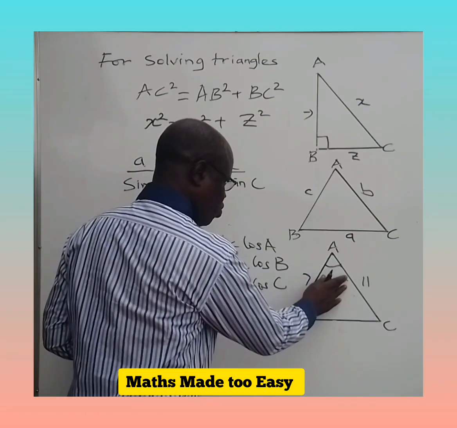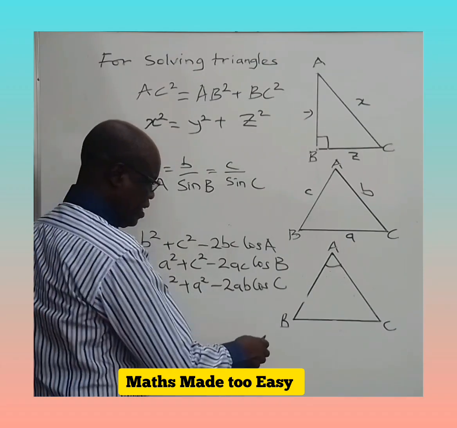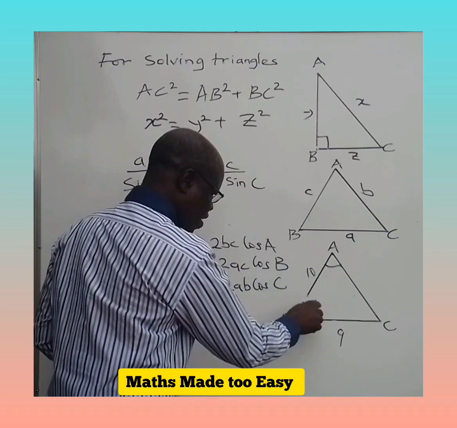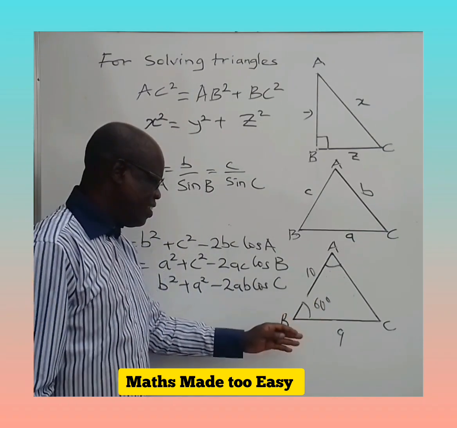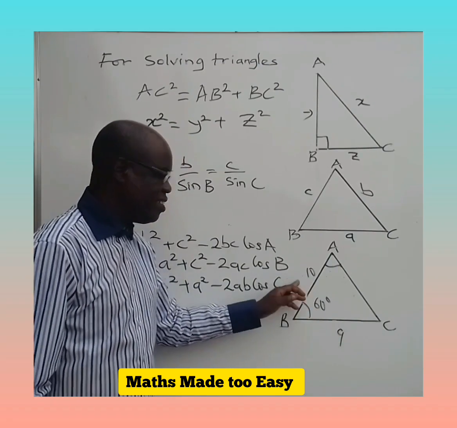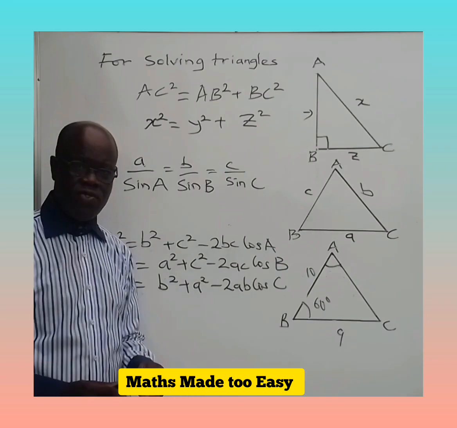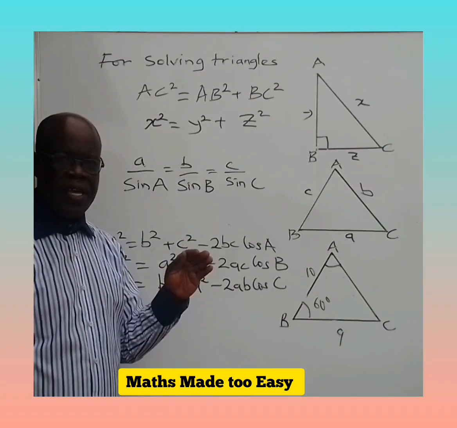Or to put it in another way, it can be here. And let's say you have 9 here, you have 10 here, and you have a certain angle here. So this one is called the included angle. It's like the angle is sandwiched between this side and this side. So under this condition, you use cosine rule. So when next we meet, you now begin to apply these rules to problems on bearing and distances.